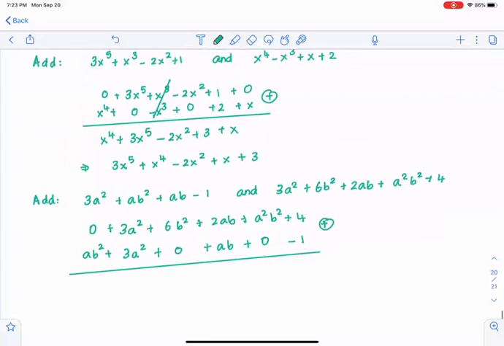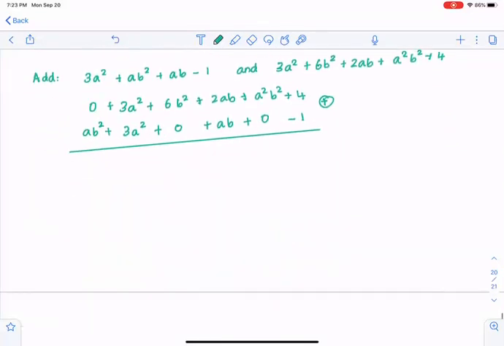0 plus ab squared is ab squared. 3a squared plus 3a squared is 6a squared. 6b squared plus 0 is 6b squared. 2ab plus ab is 3ab. A squared b squared plus 0 is a squared b squared. 4 plus -1 is plus 3.